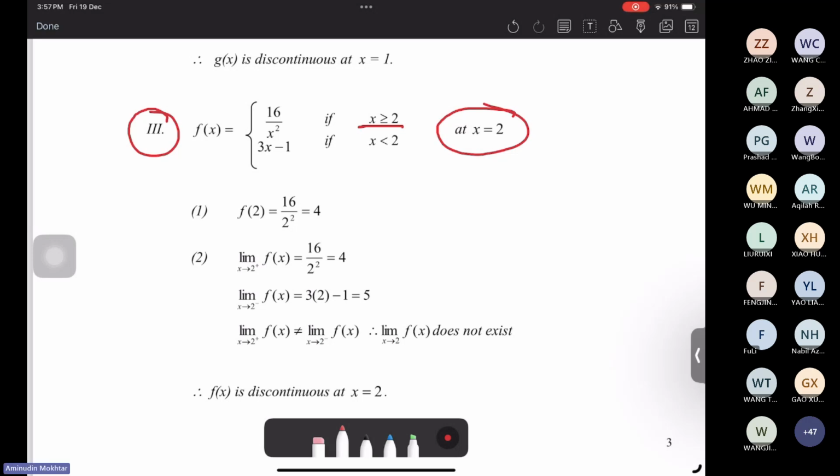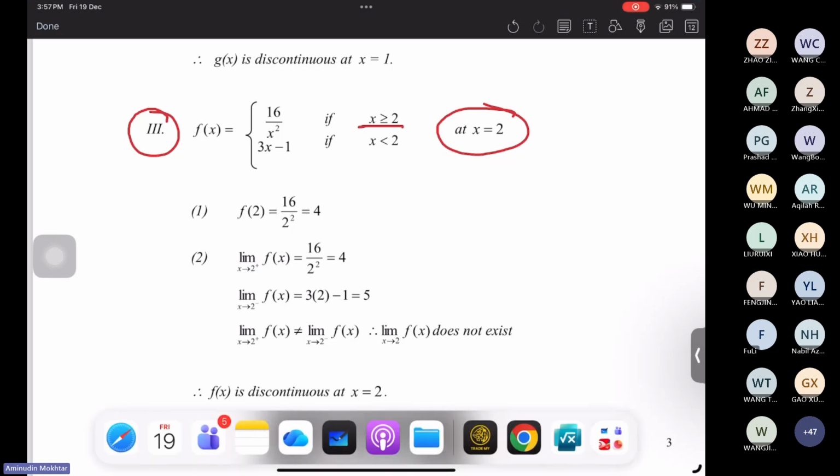Okay, for this question, we need to find the limit and determine whether the function is continuous or not at the given point. For this function number 3, at x equals 2. So first we need to find what is, okay, I will show you again. Please refer to question number 3, page 3.